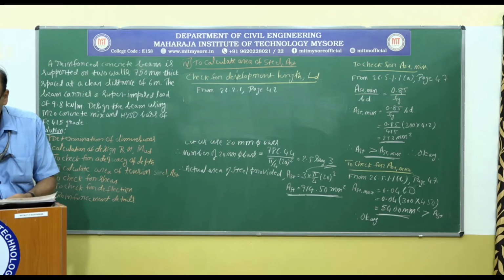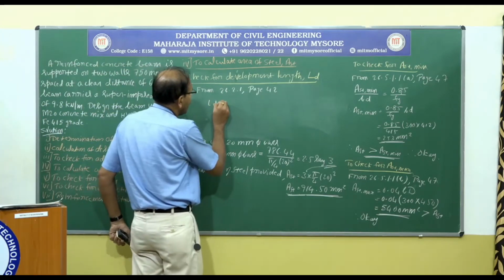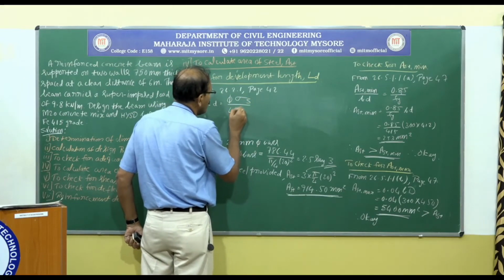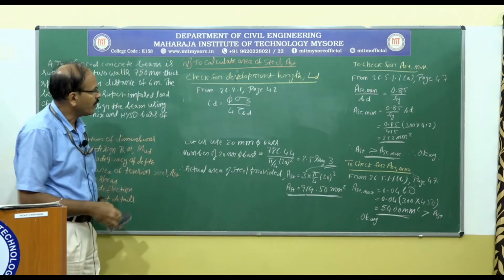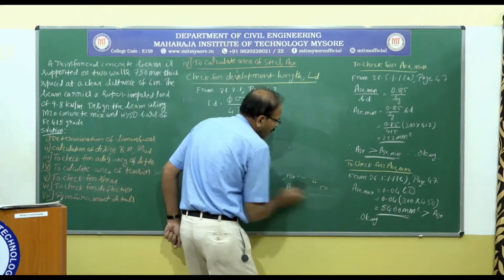Yes, it's correct. LD equal to phi sigma s by 4 tau Bd. Okay. So find out what is the value of LD.